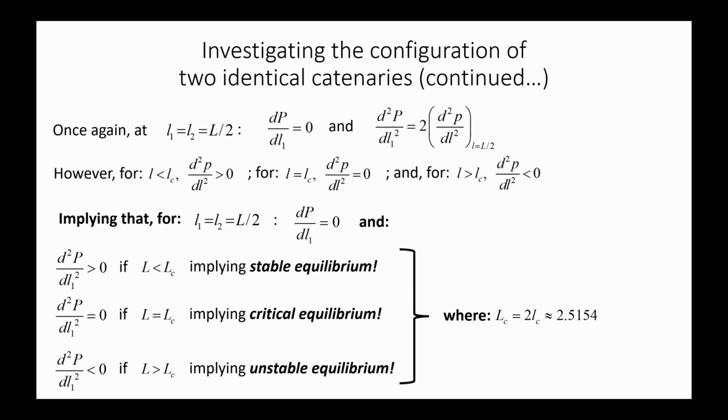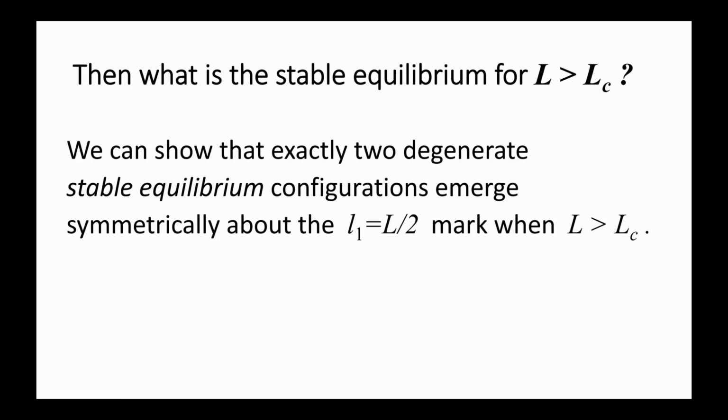So that raises the question: if the midpoint is becoming unstable, by midpoint I mean L1 equals L2 equals capital L over 2, then what is the stable equilibrium configuration? You can show, and of course I'm omitting the proof here, I believe I have proofs for all these little findings, that for supercritical values of capital L, exactly two degenerate new stable equilibrium configurations emerge symmetrically about the midpoint.